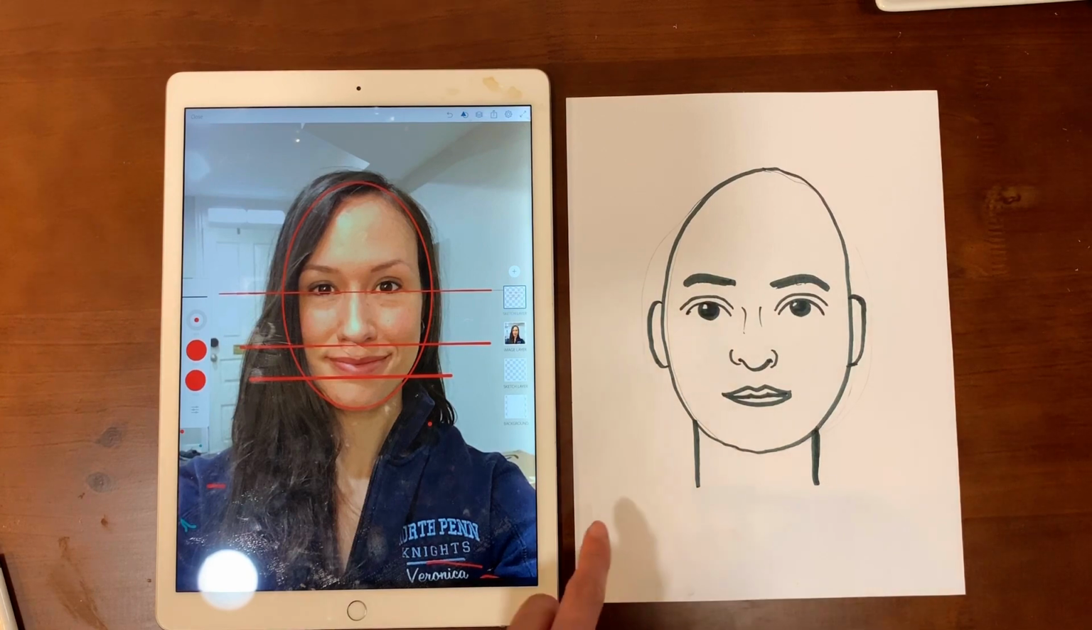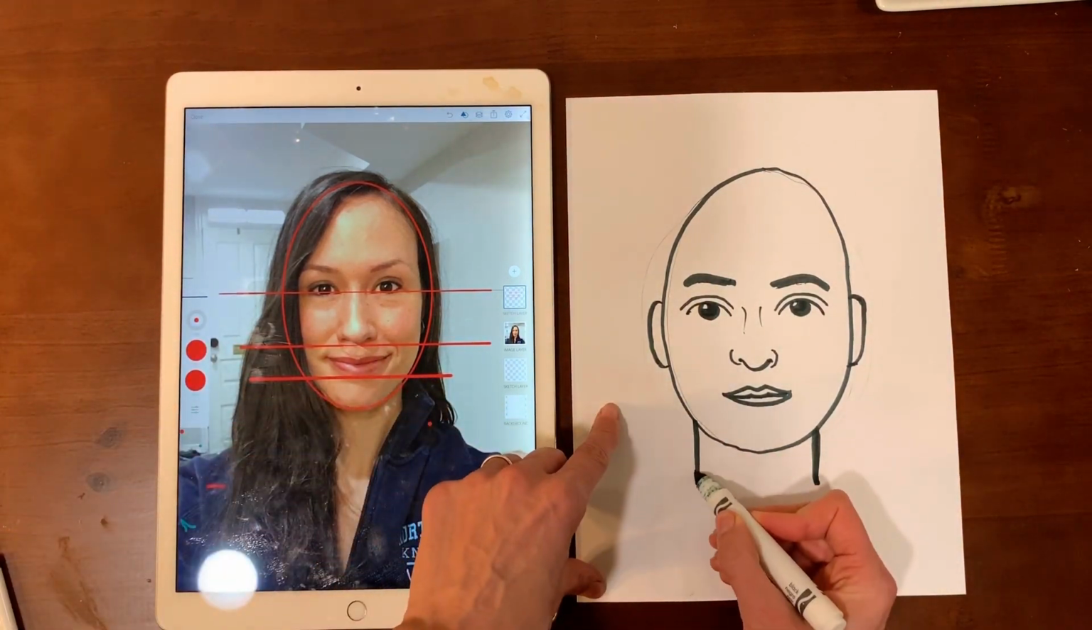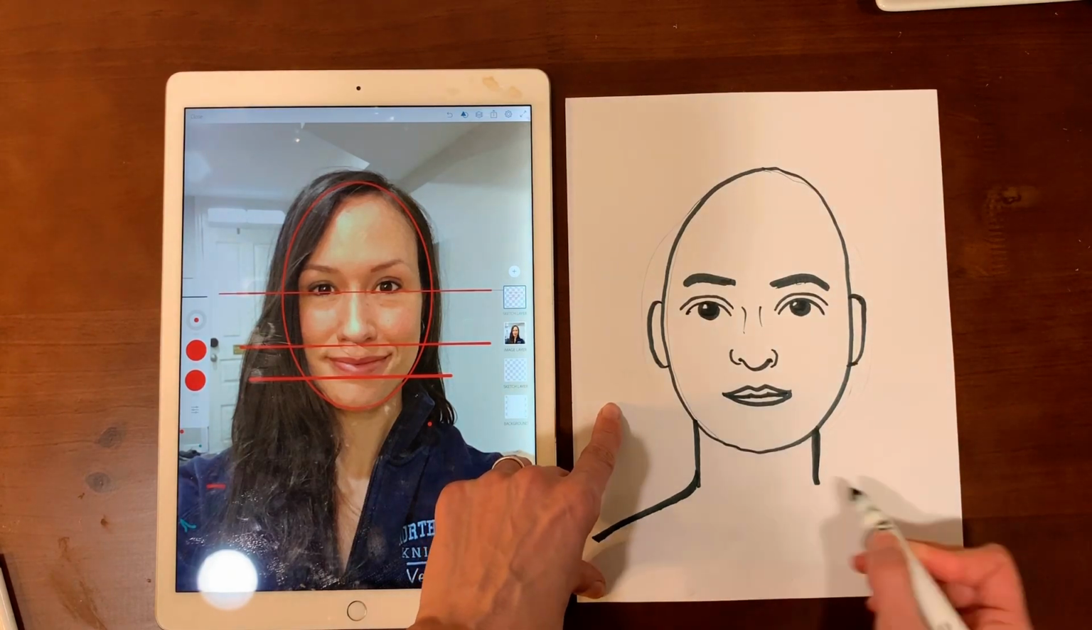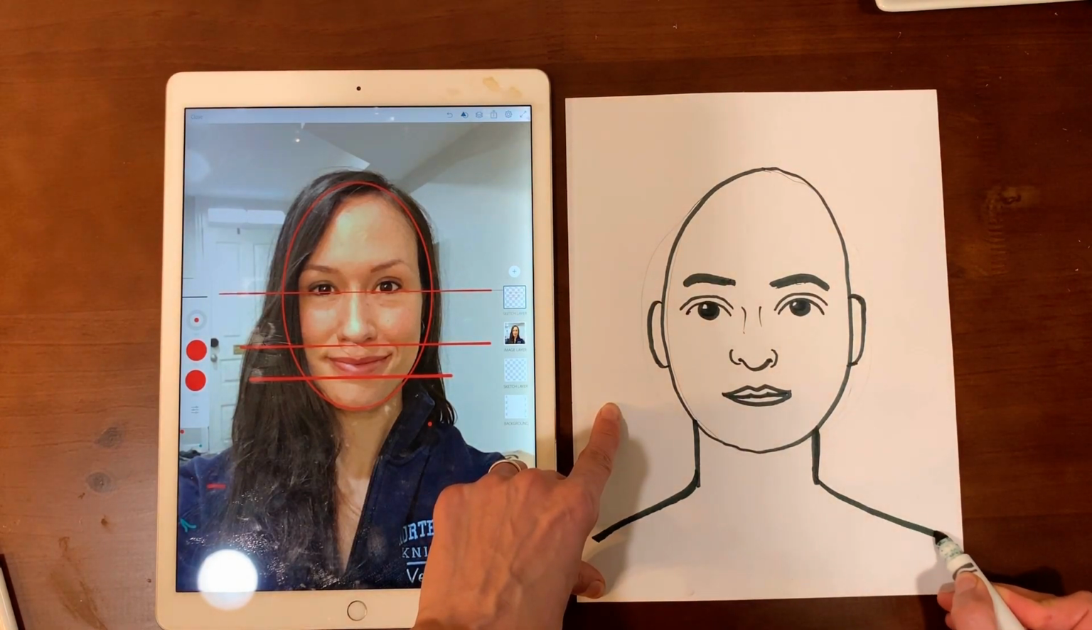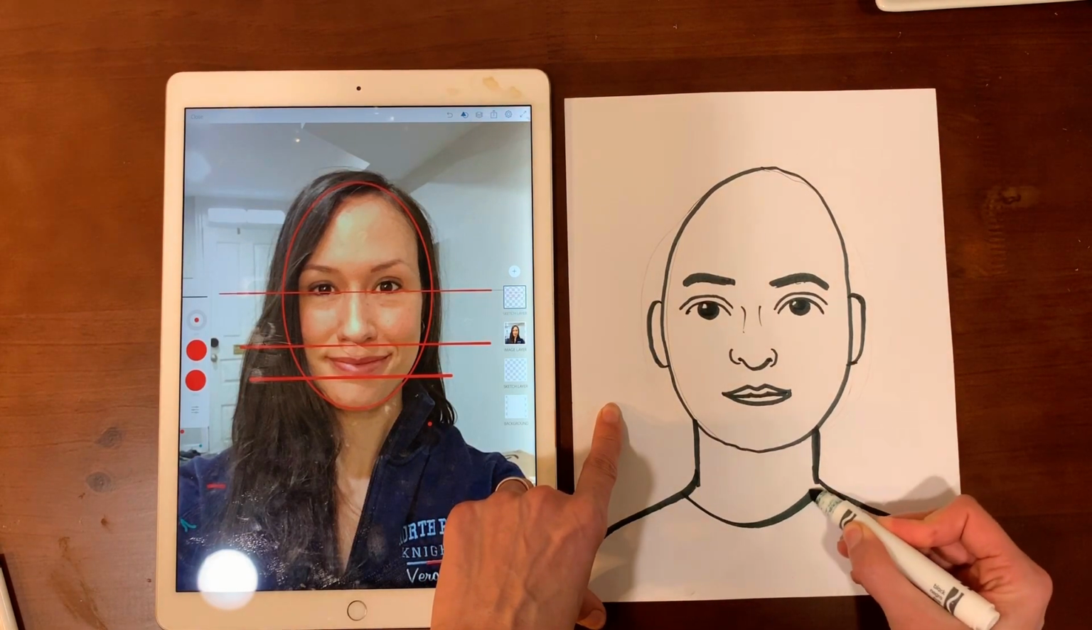Then, like I said before, the shoulders are actually sloped. You can't really see it in this picture much, but they do slope downward and come out to the side. You can't see too much. You can just give them a little t-shirt here.